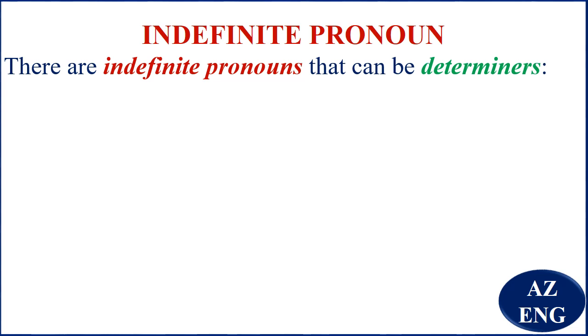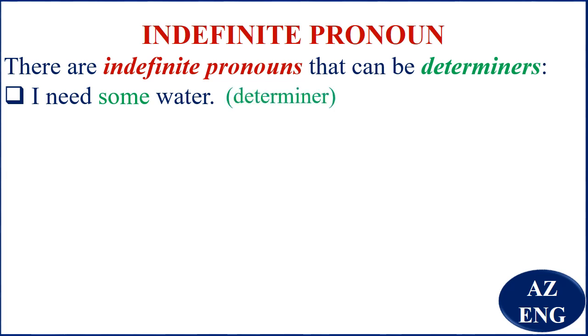Now let's start having the examples. For example, you see here, I need some water. Some water, what it does is what? You've got a noun after the word some. So here we say it is a determiner.